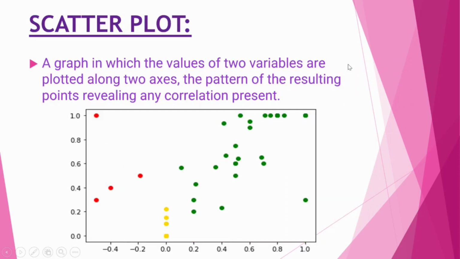Now, what is a scatter plot? A graph in which the values of two variables are plotted along the two axes, the pattern of the resulting points revealing any correlation present. So here, the x-axis and y-axis represent the polarity and subjectivity respectively. And yellow, red, and green represent the positive, negative, and neutral tweets.